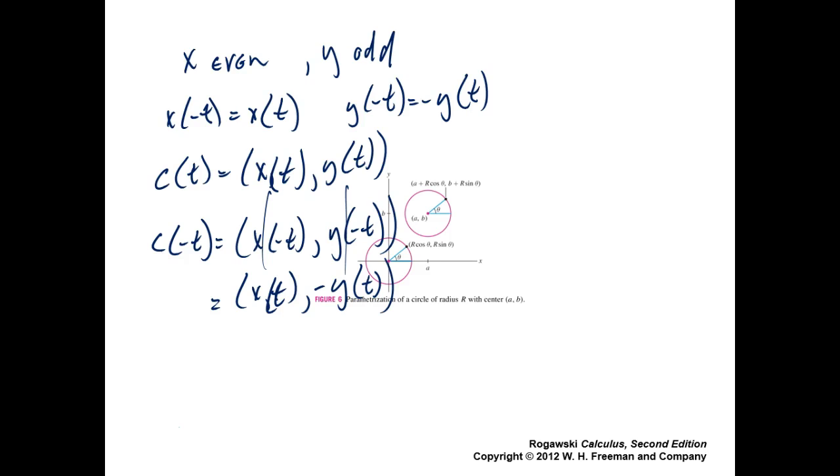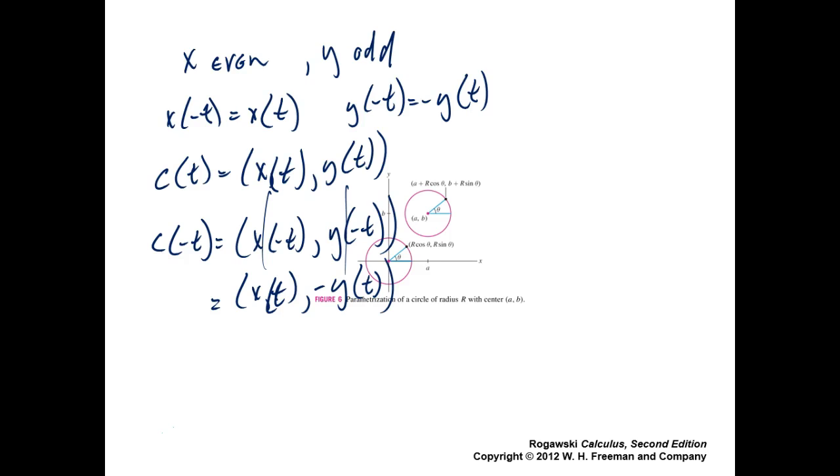We haven't had that before in functions. We had even functions that were reflections across the y-axis, and odd functions which were symmetric about the origin, but we didn't have one here. This now gives us something that's symmetric across the x-axis. And I guess that's all they're saying here. Therefore the curve is symmetric with respect to the x-axis.